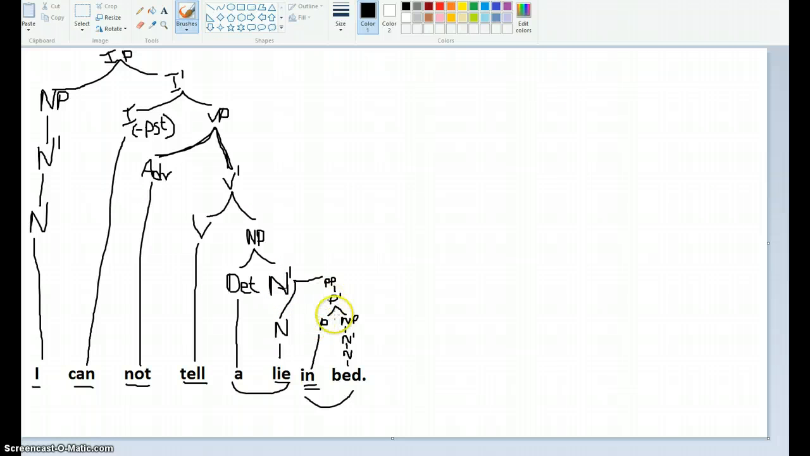Okay, just like we did here. Yeah, the complement gets attached to the bar level. That's why we have these two levels, so that we can attach the supplement at the phrasal level and then the complement at the bar level. And you can see also the relationship between a, lie, in bed.